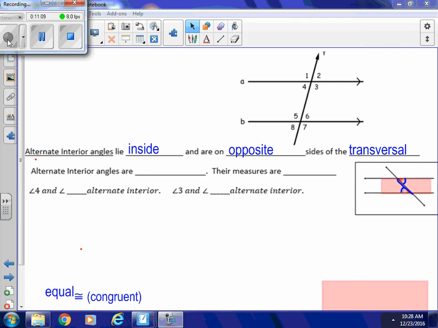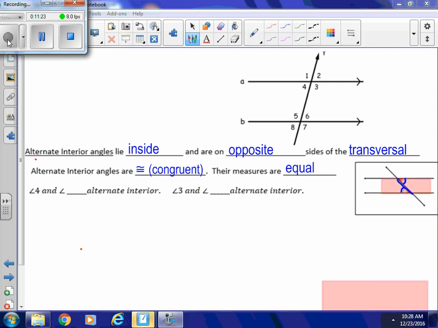Well, when my two lines are parallel, my alternate interior angles will be congruent. And that just means that their measures are equal, and that's important to know. So let's go up to the diagram at the top of the page. See angle 4? Who is he alternate interior to? Well, keep in mind the interior angles happen on the inside, so I see 3 other angles on the inside. I want somebody that's on the opposite side of the transversal. That would be angle 6. So angles 4 and 6 are alternate interior.